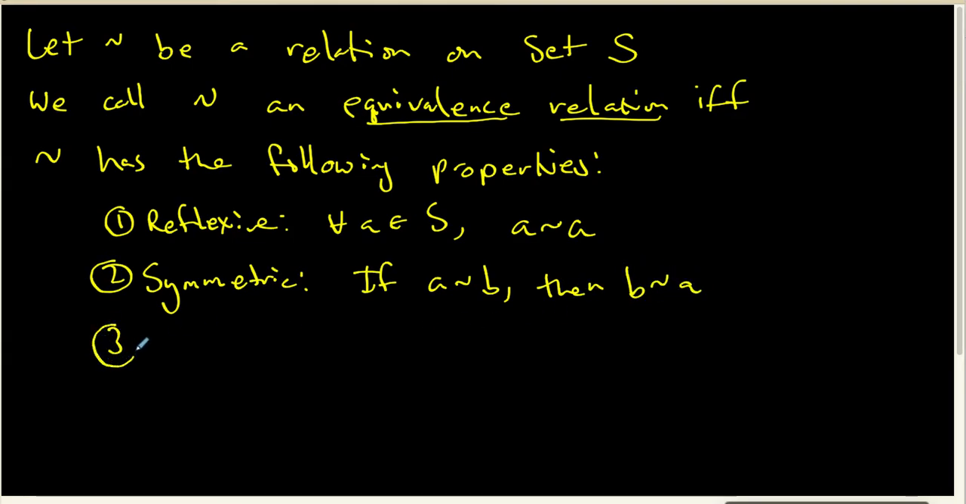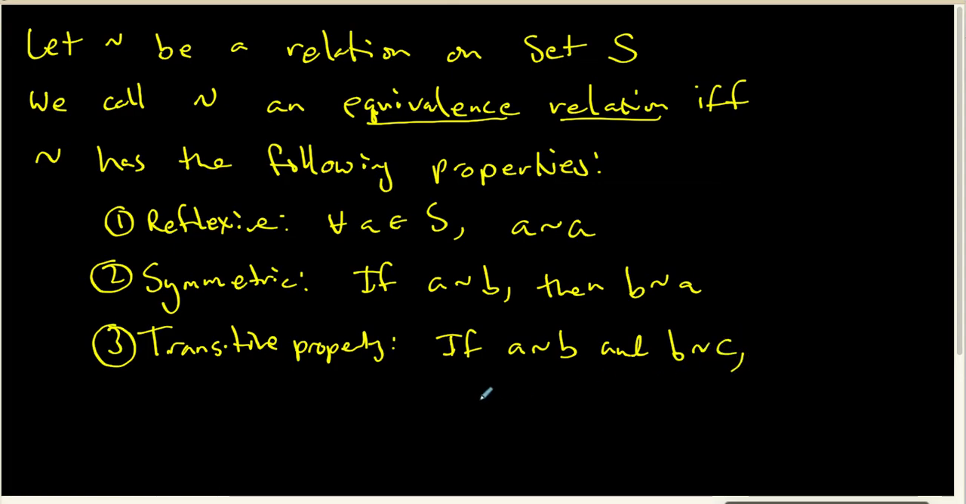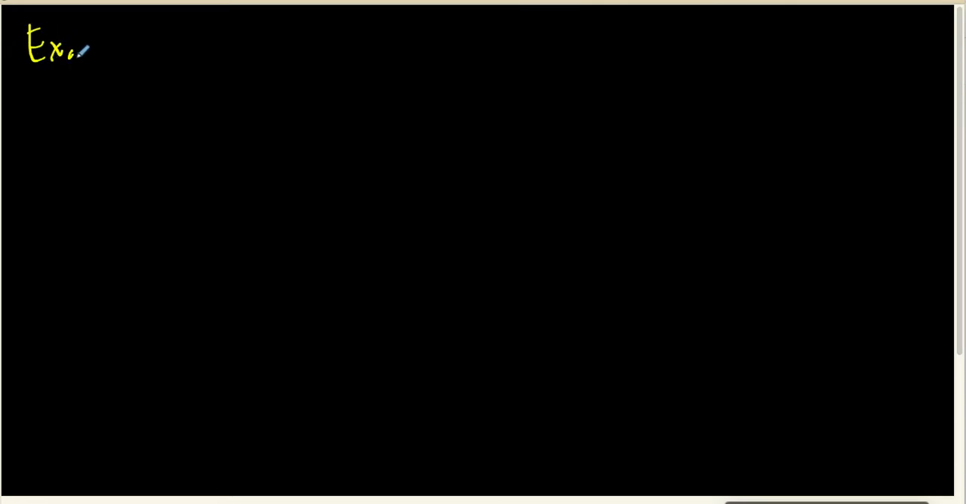And the third property an equivalence relation must have is the transitive property. The transitive property says if A is equivalent to B and B is equivalent to C, then A has to be equivalent to C. And relations with these properties are called equivalence relations for the very basic reason that they act like the equals relation. Now I want to look at some very basic, well-known examples of equivalence relations that you are very familiar with.